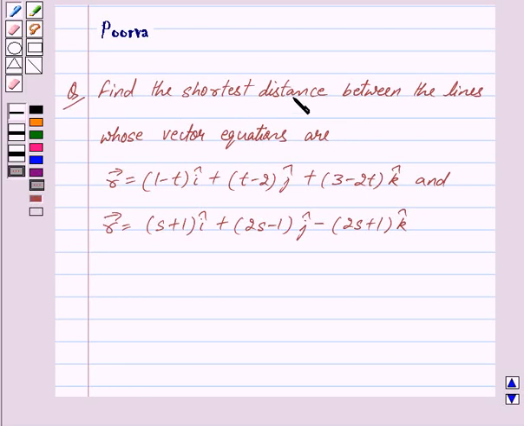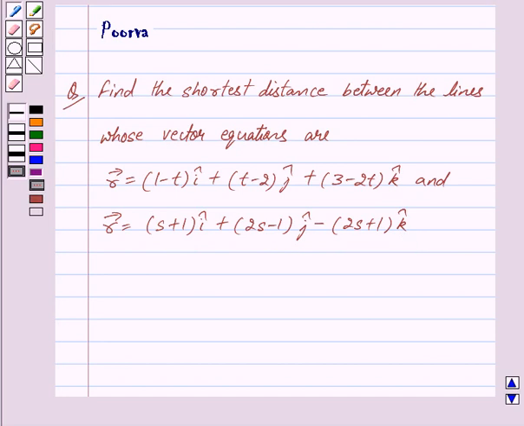Find the shortest distance between the lines whose vector equations are vector r = (1 − t) i cap + (t − 2) j cap + (3 − 2t) k cap and vector r = (s + 1) i cap + (2s − 1) j cap − (2s + 1) k cap.